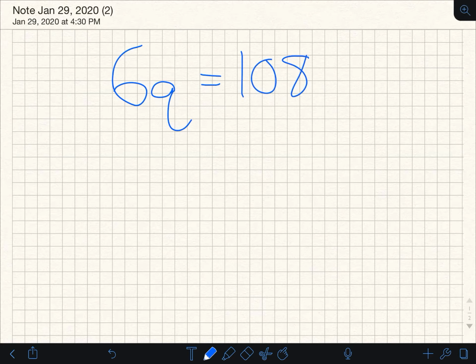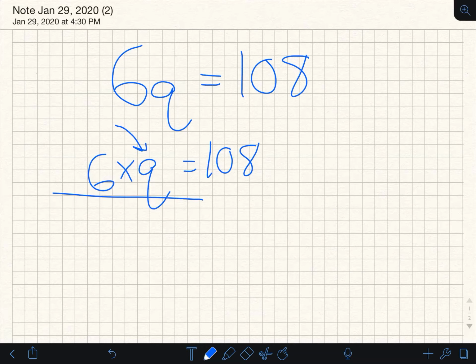Okay, so we have 6q equals 108. So essentially what we have is 6 times q equals 108. To get the q all by itself on this side, we are going to divide this side by 6.